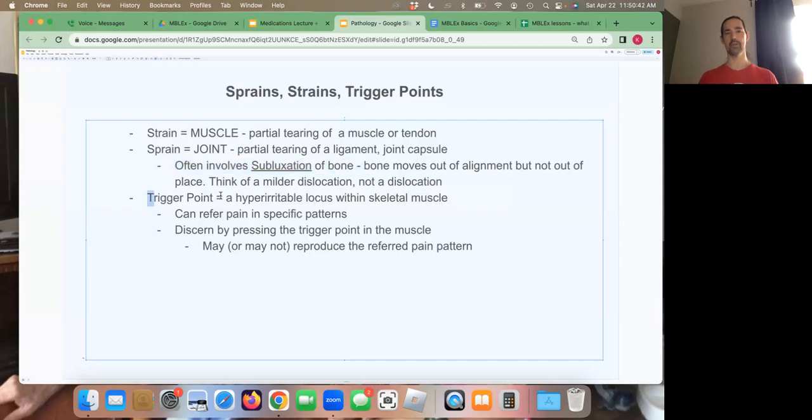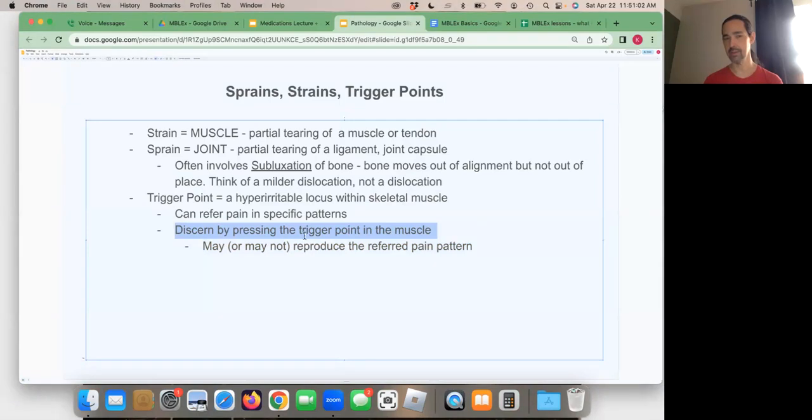Okay, trigger points. A trigger point, think locus, think muscle, think hyperirritable. Hyperirritable locus within skeletal muscle. So a trigger point can refer pain in specific patterns. You can discern a trigger point by pressing the trigger point in the muscle sometimes. That may or may not reproduce the referred pain pattern, right? So when you hear trigger point on the MBLEX, think hyperirritable locus within skeletal muscle.